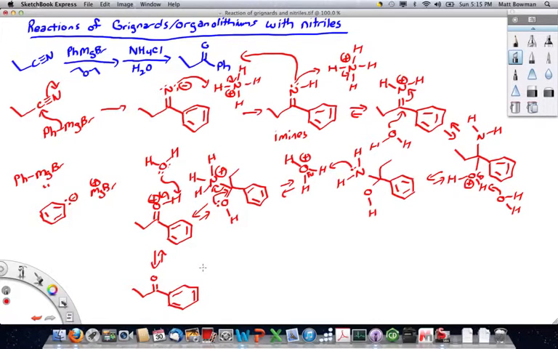And this reaction essentially takes a nitrile and it works with either a Grignard reaction or an organolithium to give you a non-symmetrical ketone where one of the carbon groups comes originally from the nitrile. The carbonyl carbon is the nitrile carbon, and then your other group comes from your Grignard or your organolithium.